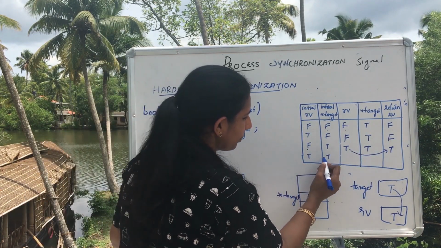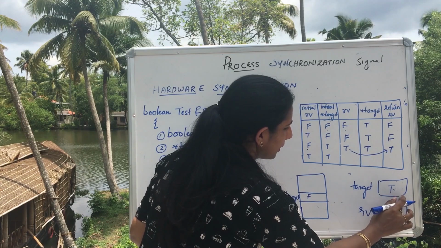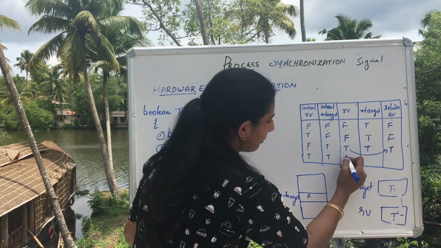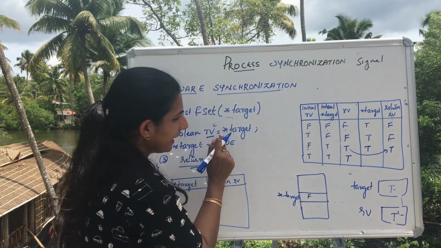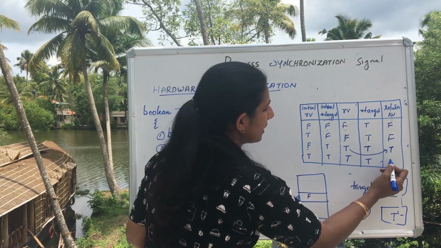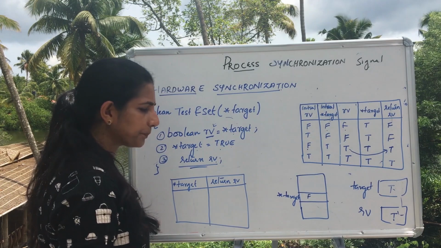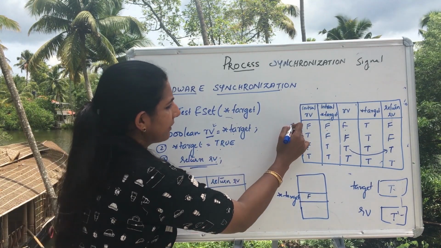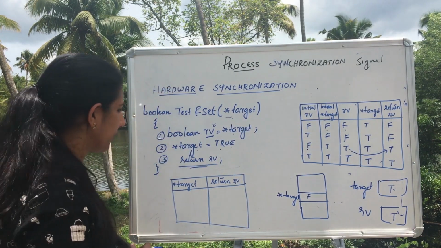And the fourth is true and true. So here both are true. So RV will get the value true after the first line, and the second line sets the target, and the return value of RV is true. So the outcome is true. So this is what we have, the 4 cases I have taken over here.